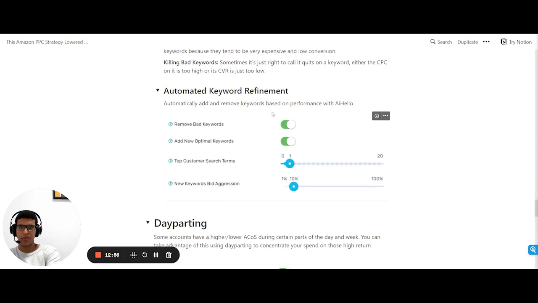After that, we have automated keyword refinement, which is, again, what we do at AiHello. So what you do is you just tick these off. So remove bad keywords, check. Add new optimal keywords, check. Get customer search terms, check. And this is just to adjust your bids on those new keywords after they launch. Essentially what happens is the software looks through your keywords, identifies what's bad, removes it, identifies what's working and finds more keywords like it, identifies different search terms that you're not targeting directly and adds those into your campaigns. And it pretty much just optimizes your targeting for you automatically.